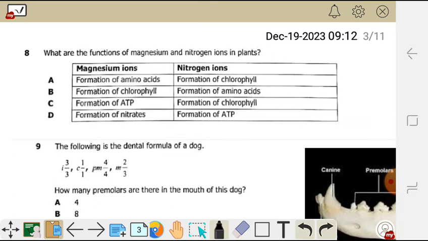So the correct answer for this question is formation of chlorophyll for magnesium and formation of amino acid for nitrogen ions. So nitrogen is involved in formation of proteins, which are made of amino acids, and magnesium is involved in the formation of chlorophyll. So the correct answer is B.